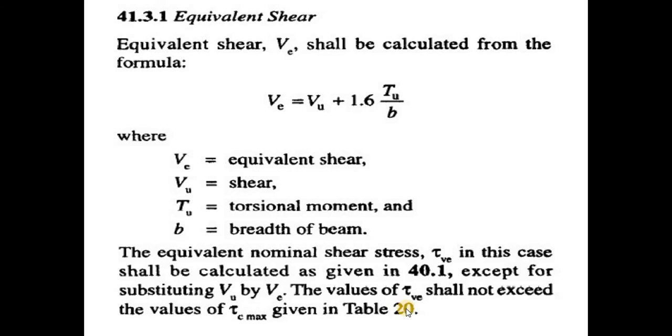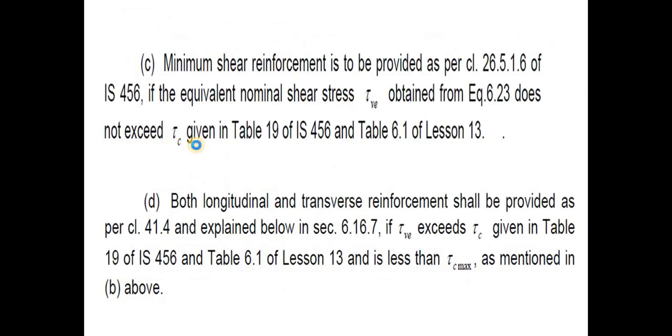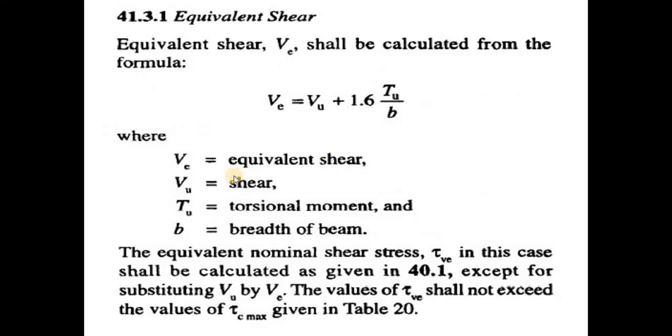So it is very simple. Tau V should not be more than tau C max in the earlier case. But in this case, we are not going to find out only tau V. We are going to find out tau VE, that is by considering this equivalent shear. We are not going to consider VU. Instead of that, we are going to substitute VE. The value of tau VE shall not exceed tau C max, which is given in table number 20.